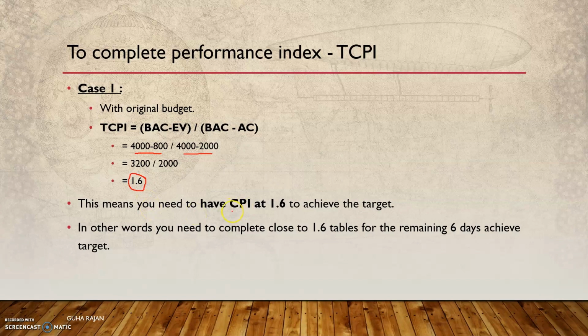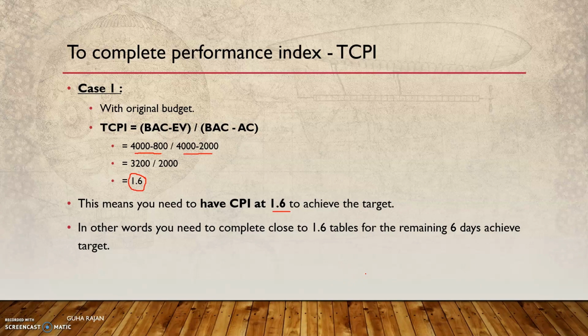That means you have to have 1.6 to achieve the target, meaning you need to make more than a table. You need to complete that in the remaining time, because 4 days of work is already done. In the balance, whatever is the planned 6 days, because 10 days is the total duration of that project. So in the balance 6 days, you should ensure that more than 1.5 tables are completed.